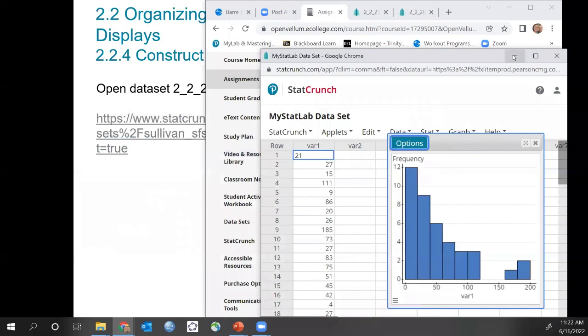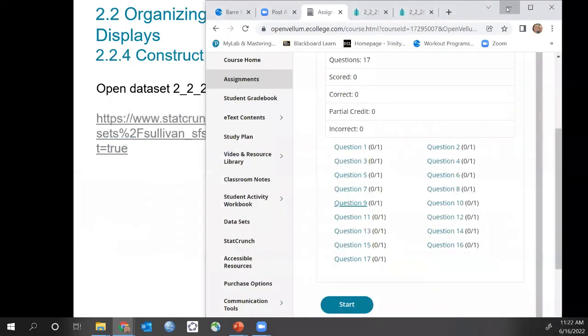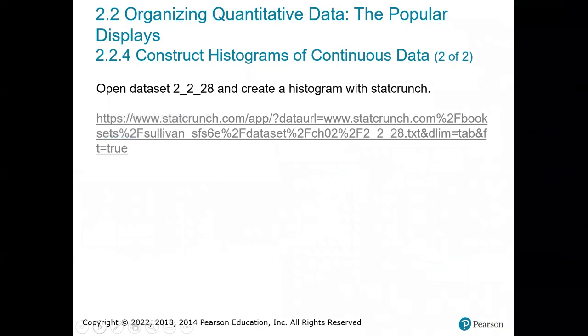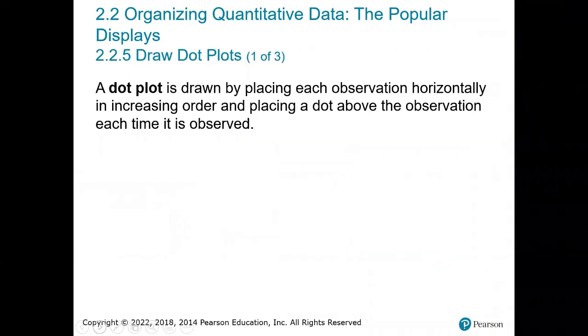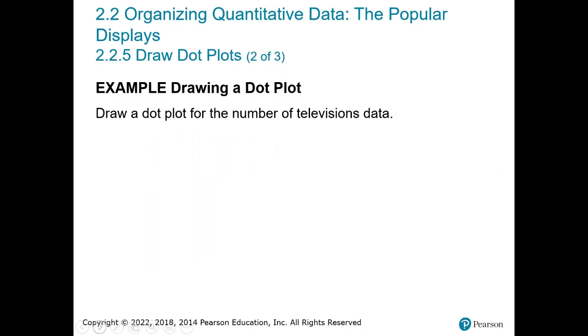Another graph. So now we're done with histograms. The next graph we're going to talk about is what is called a dot plot. A dot plot is drawn by placing each observation horizontally in increasing order and placing a dot above the observation each time it is observed. So this is going to look kind of like a bar graph, kind of like a histogram, except it's going to have dots above it.